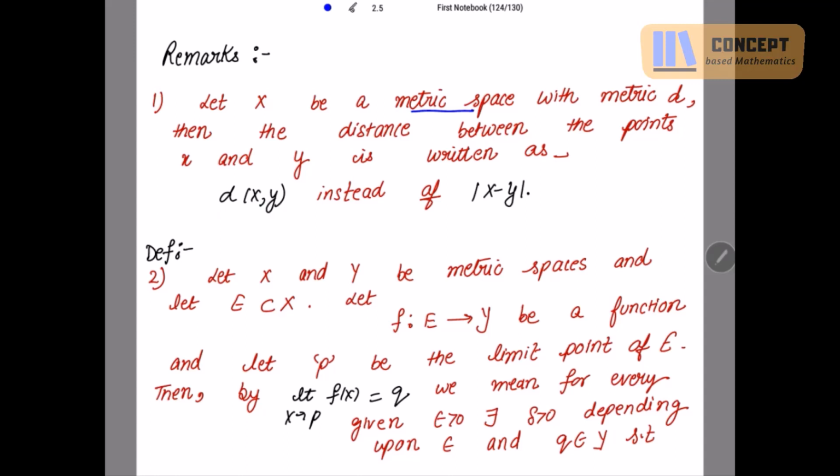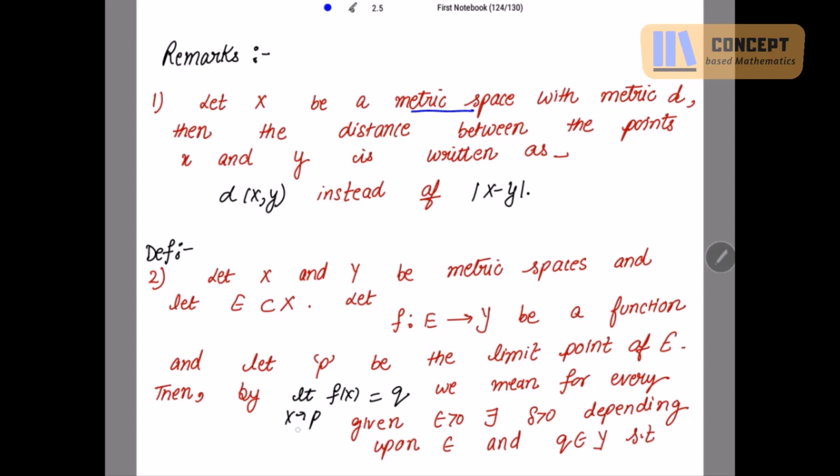Second definition, let X and Y be metric spaces and let E be a subset of X. So we are having a mapping f from this E to Y, where E is a subset of X. So we are taking the mapping from E to Y, be a function, and let p be the limit point of E. Then limit x tends to p, f(x) is equal to q. Now here x is tending to p, where x is belonging to this E only.